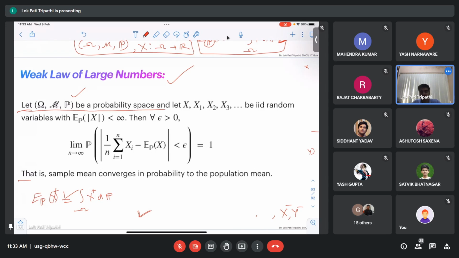So if you have a probability space omega, m, p, and suppose you have IID random variables x, x1, x2, and so on, xn. IID means these x, x1, x2, x3, and so on, are independent and identically distributed. Means the probability distribution of x will be equal to the probability distribution of xi for all i.